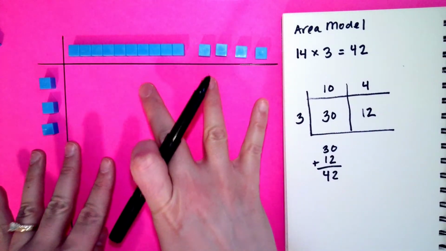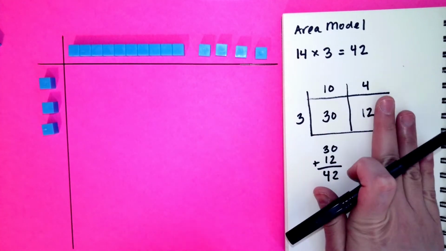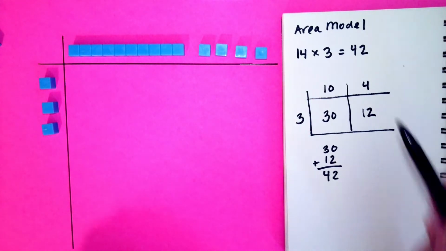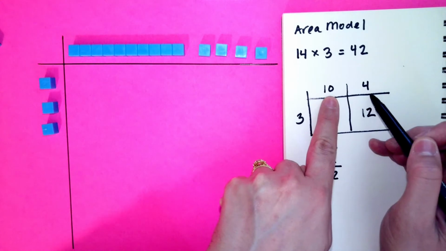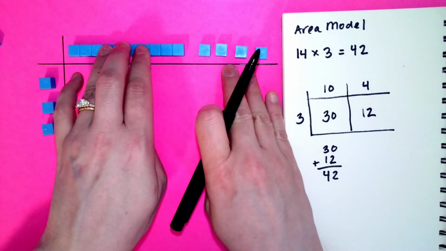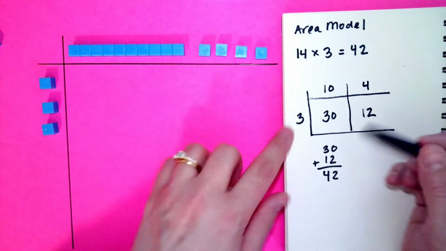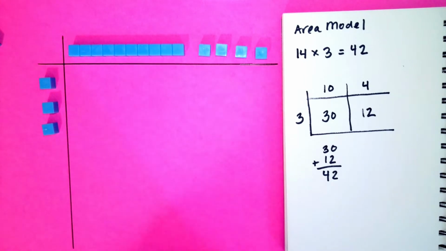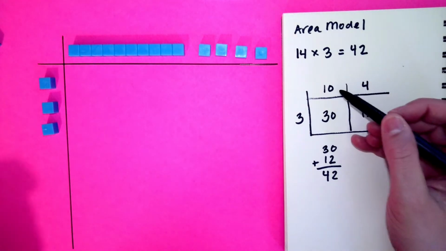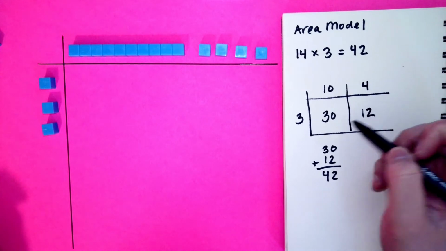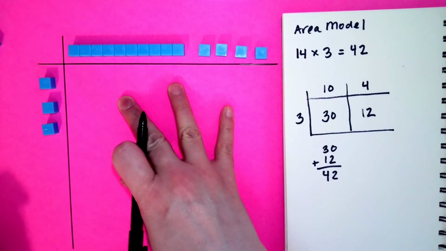Now notice our area model strategy is similar to our base 10 block model in that we've decomposed 14 into 1 ten and 4 ones here, and we've done the same here, 1 ten and 4 ones, and we've represented 3 as 3 ones. Our next step is to multiply. So just like we multiplied across rows and cells in our area model to get our partial products, we're going to do the same thing here.